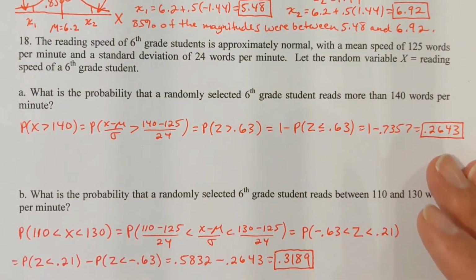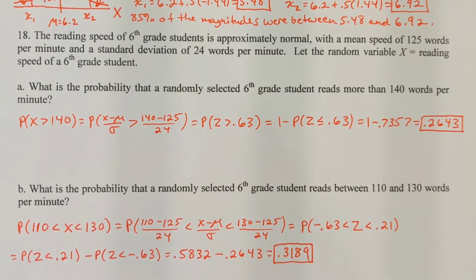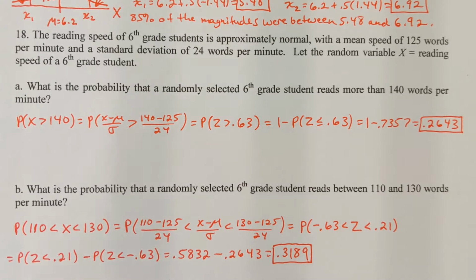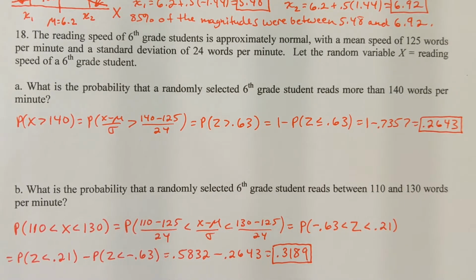All right, problem 18 is another problem that I wanted us to look at. It's the last one here on the sheet. It says the reading speed of 6th grade students is approximately normal with a mean speed of 125 words per minute and a standard deviation of 24 words per minute. Let the random variable x represent the reading speed of a 6th grade student. Part A, what is the probability that a randomly selected 6th grade student reads more than 140 words per minute?